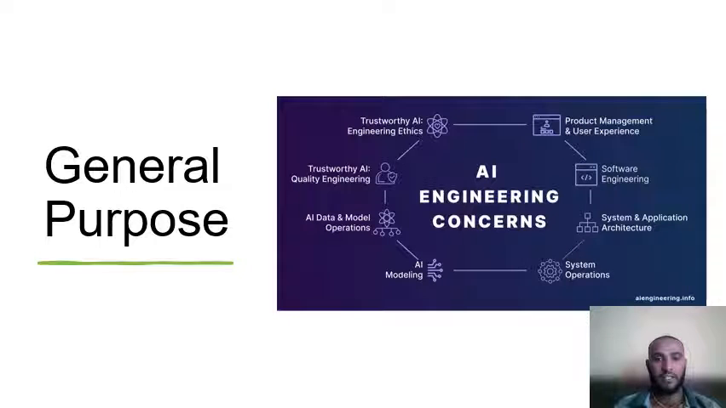In the next slide, the general purpose of AI. AI engineering concerns trustworthy or engineering ethics, which is basically about security issues, quality of engineering, models, and also system operations, especially in the backend part. There's a lot of operation that can be done by a DevOps engineer or an infrastructure engineer. This can be minimized by AI engineering and system application architectures.